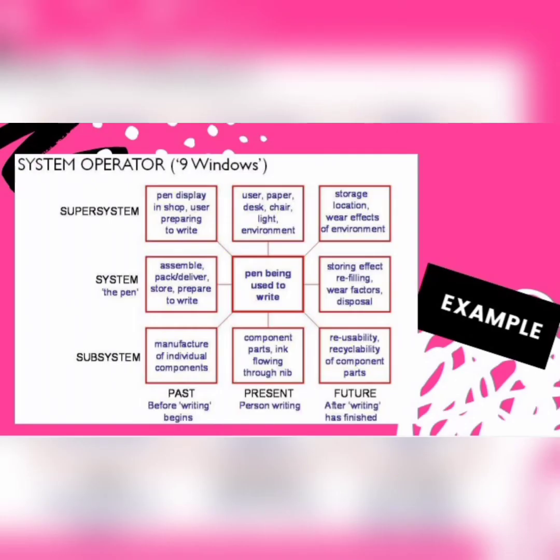Here's another example. In the row system and in the cell present, the problem is a pen being used to write. In the row supersystem and in the cell present, the external environment is user, paper, desk, chair, light, and environment. And in the subsystem, which is a component of the problem, is ink flowing through the nib.